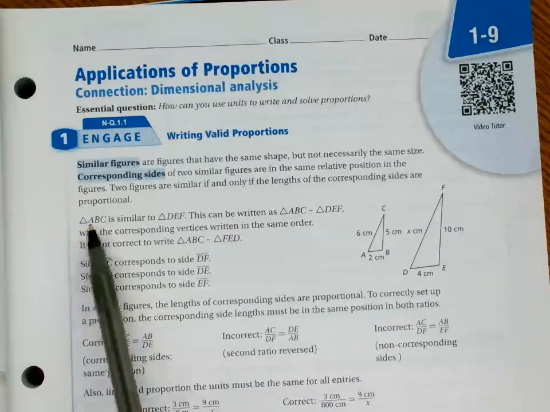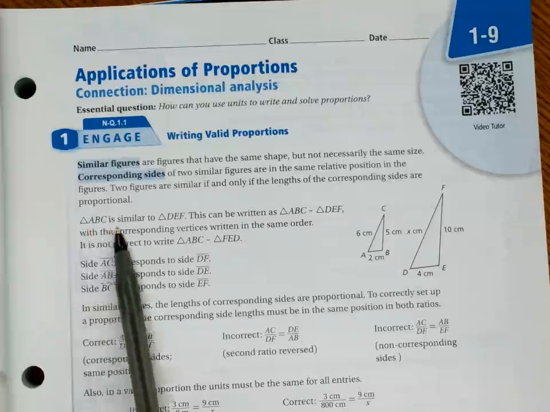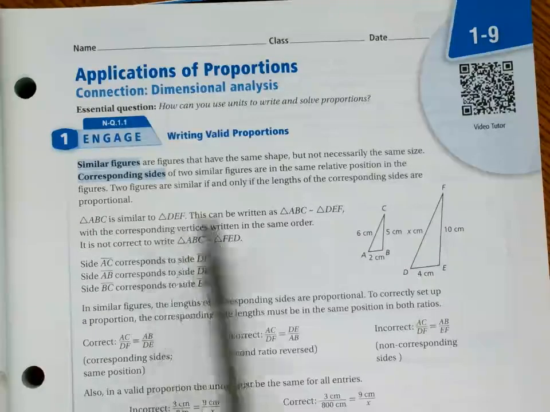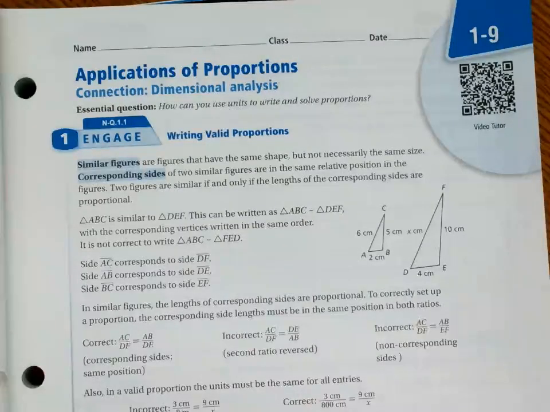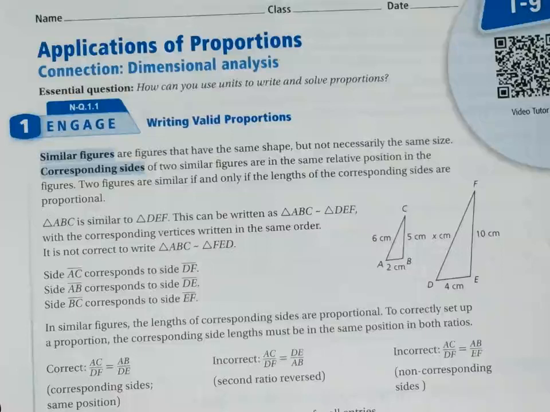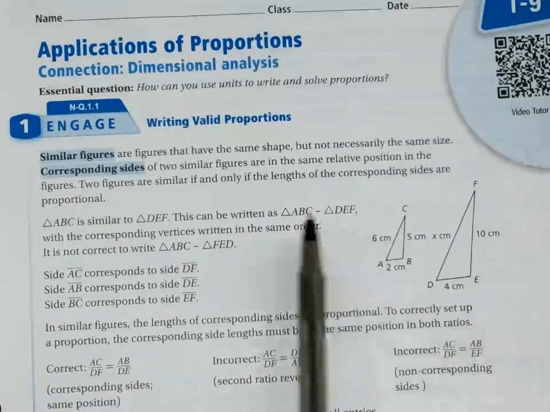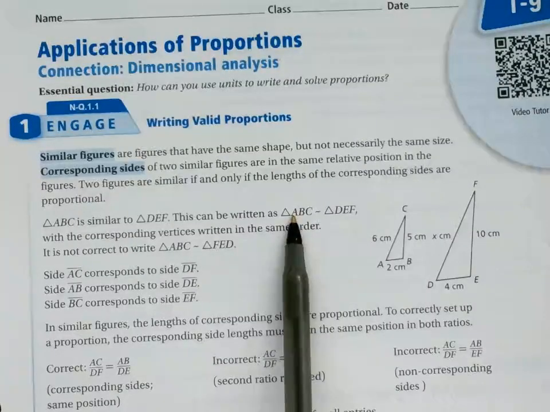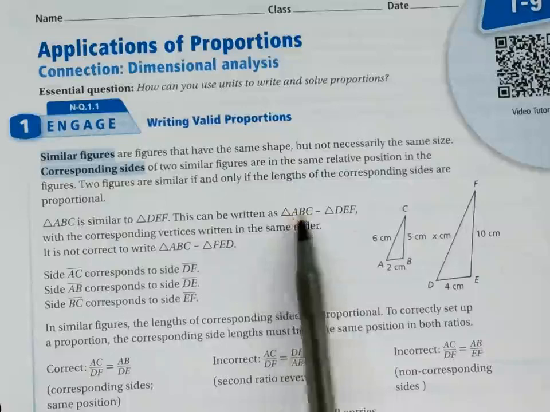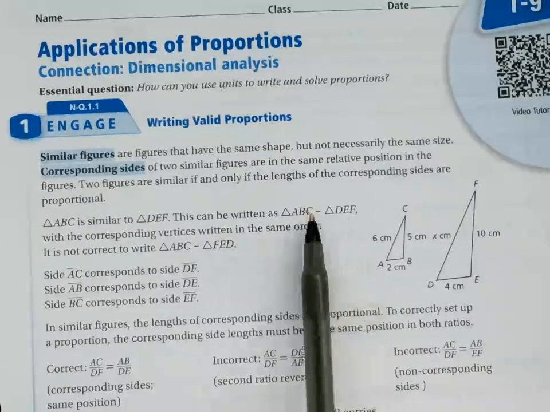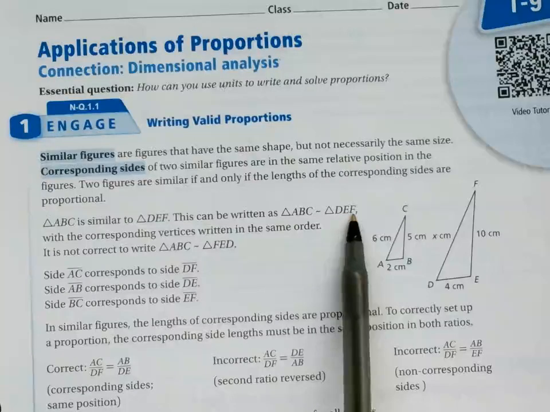So if I knew that triangle ABC is similar to triangle DEF, I could write that as triangle ABC, this little squiggly line, similar to triangle DEF. And they are written in corresponding positions. What I mean by that is that angle A is congruent, right? Because similar shapes have congruent angles and proportional sides. So angle A is congruent to angle D. Angle B is congruent to angle E. Angle C is congruent to angle F.